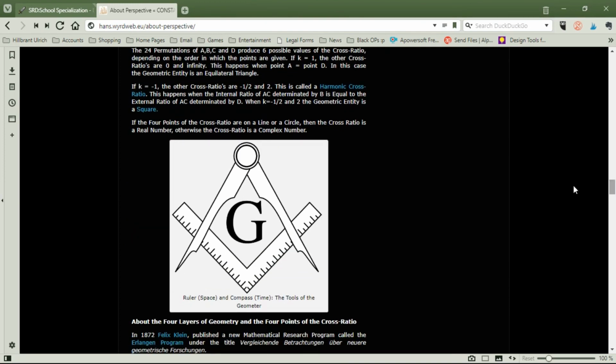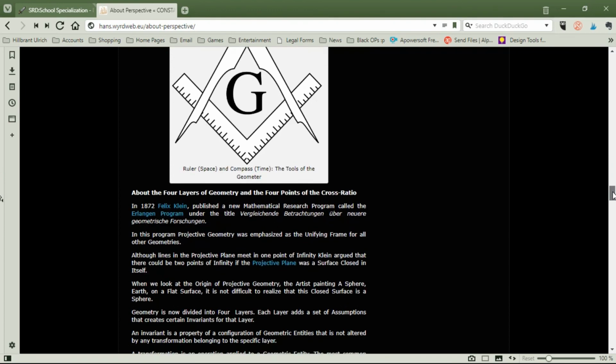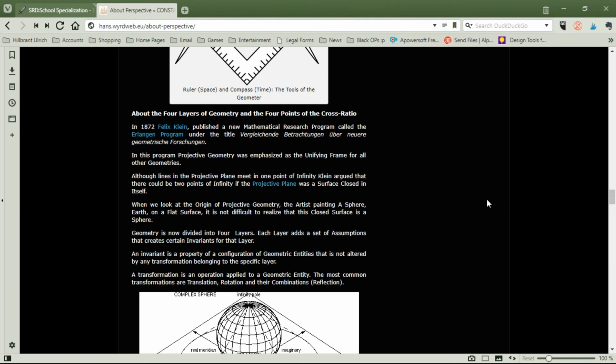So if the 4 points of the cross ratio are on a line or a circle, then the cross ratio is a real number. Otherwise, the cross ratio is a complex number. Could be an infinite number. Okay, so let's see here. All right, so moving into 4D.